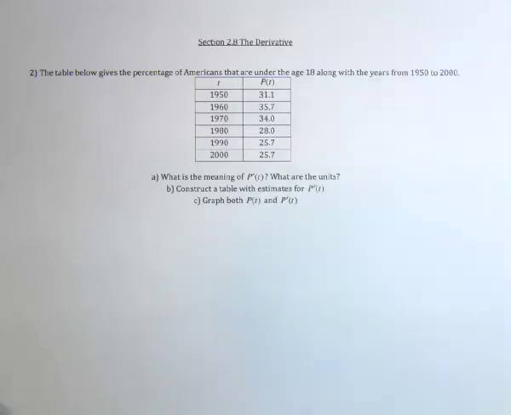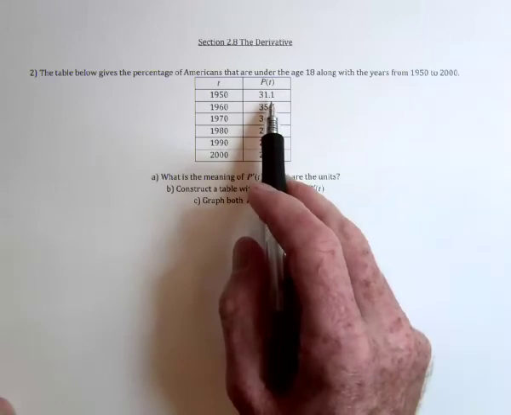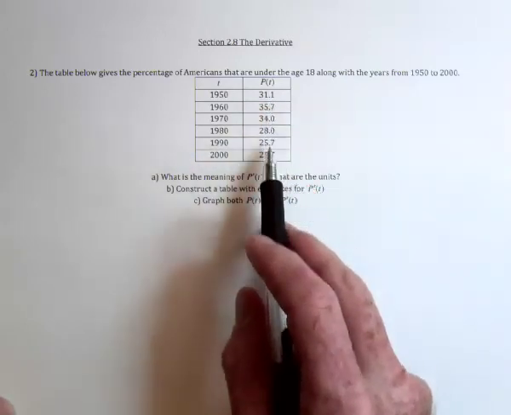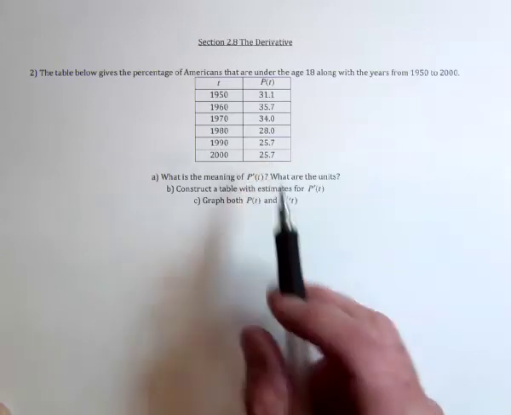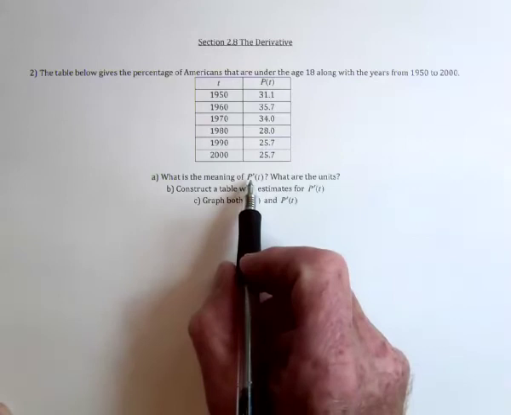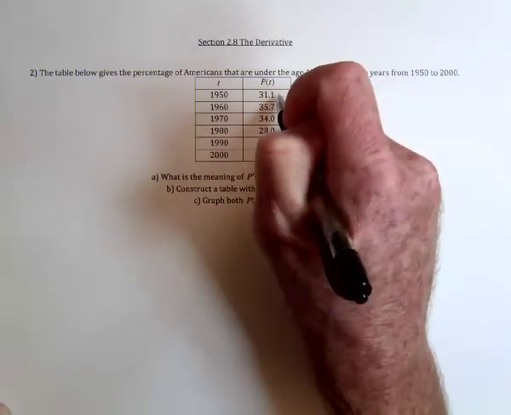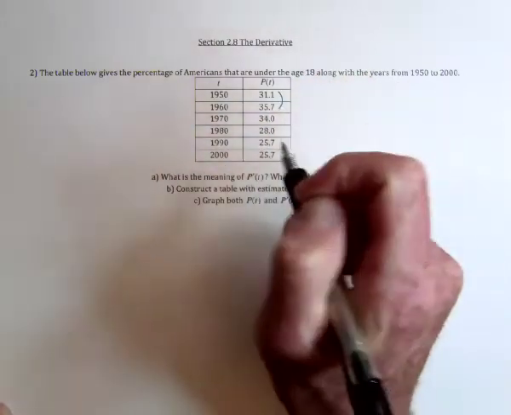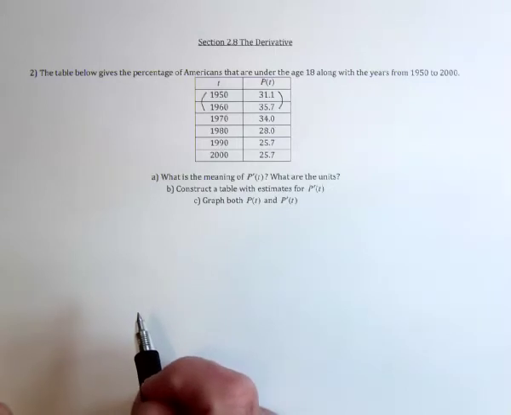So this information is about the percent of Americans that are under the age of 18. Over the years, in general, less and less are young as the population gets older. What's the meaning of the derivative? Well, the derivative is how fast this rises or falls over this 10-year period, or in other words, the slope.